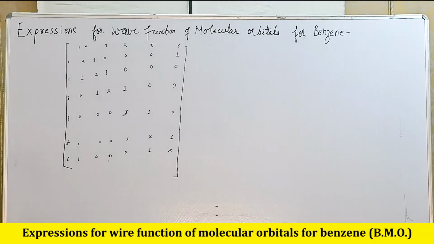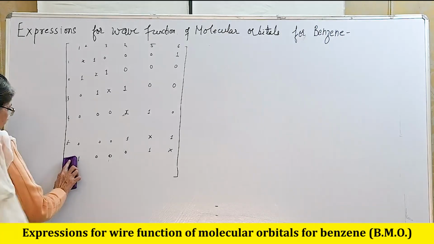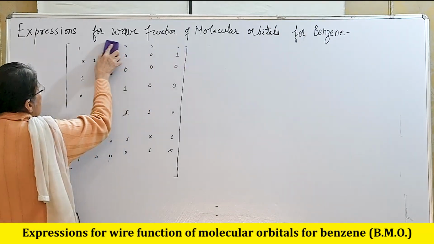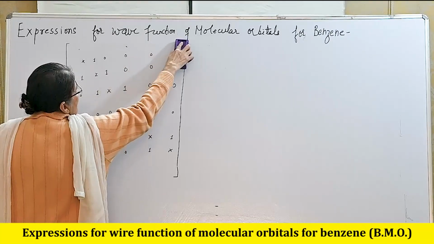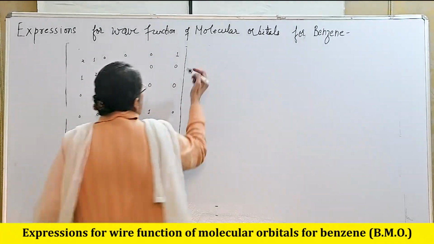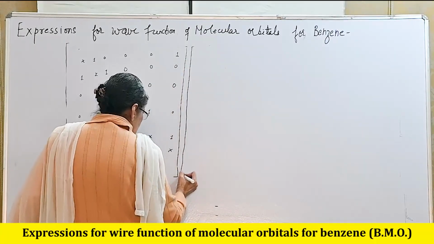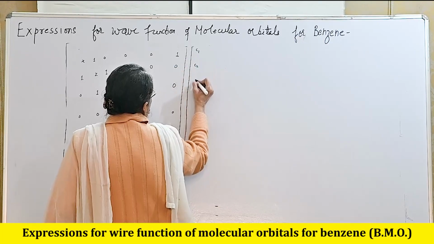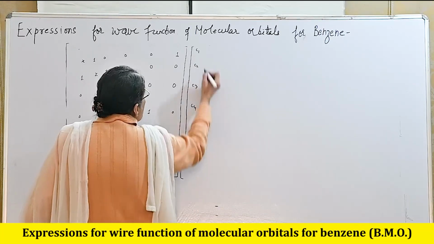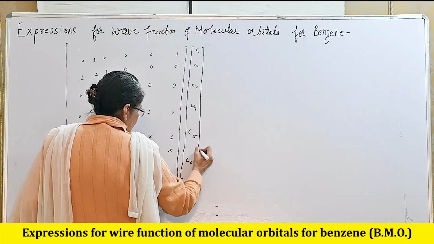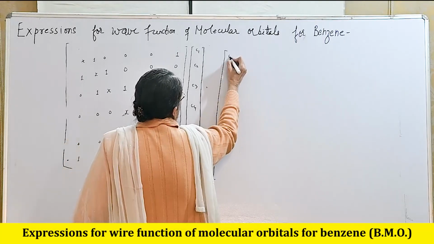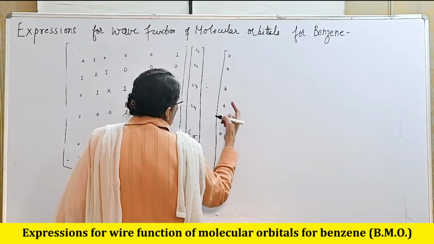So this is a 6 by 6 order matrix, and the second column matrix is of coefficients, that is C1, C2, C3, C4, C5 and C6. And if these two matrices are multiplied, then we get null matrix 0 0 0 0 0 and 0.